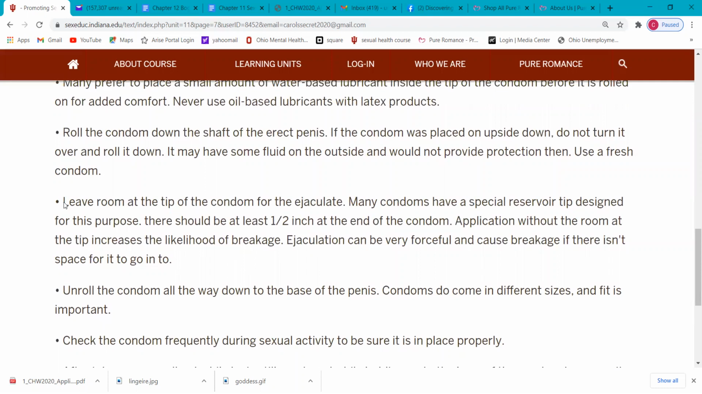You want to leave room at the tip of the condom for the ejaculate. Many condoms have a special reservoir or tip designed for this purpose. There should be at least half an inch at the end of the condom. Application without room at the tip increases the likelihood of breakage. The ejaculation can cause breakage if there isn't space for it to go. Unroll the condom all the way down the base of the penis. Condoms come in different sizes, and the fit is important.